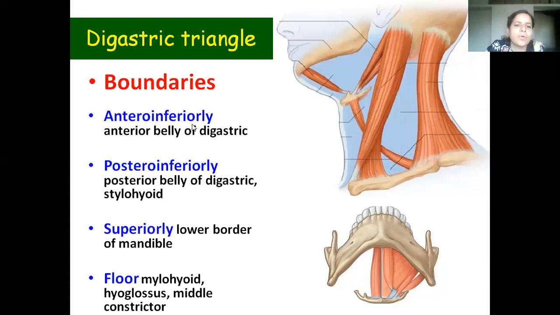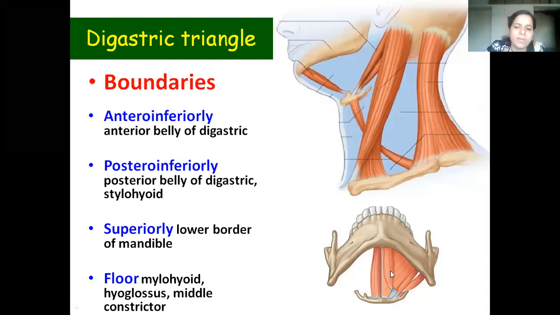Okay. So antero-inferiorly, anterior belly of digastric. Posterior-inferiorly, posterior belly of digastric and stylohyoid. Base, that is superiorly, lower border of mandible. And floor, which muscle do we have? Mylohyoid, the textbook open page, mylohyoid.